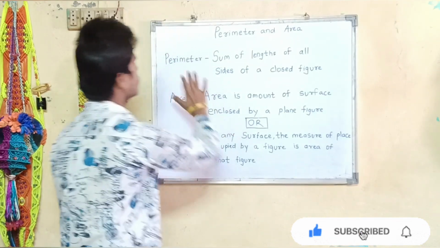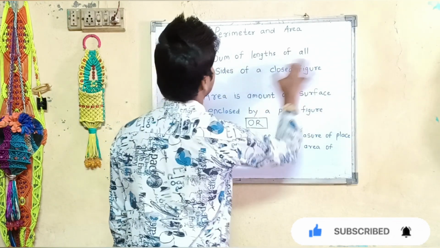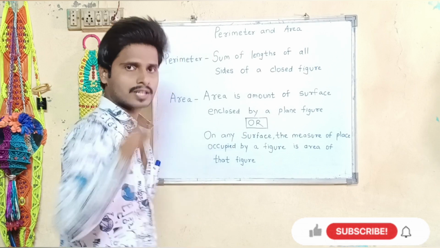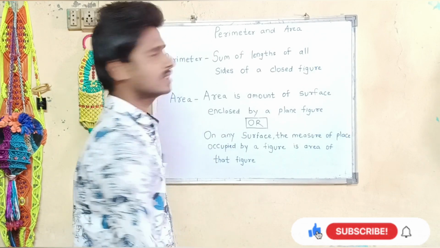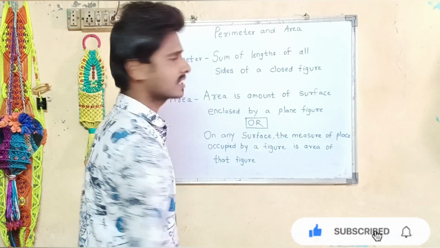Okay, so first we will see what is perimeter and area. So what is perimeter? It is the sum of the lengths of all the sides of a closed figure. Means any closed figure will be given to you, you just have to add all of the given sides of the figure. In the diagram, if I explain it with the figure, it will be easier to understand.